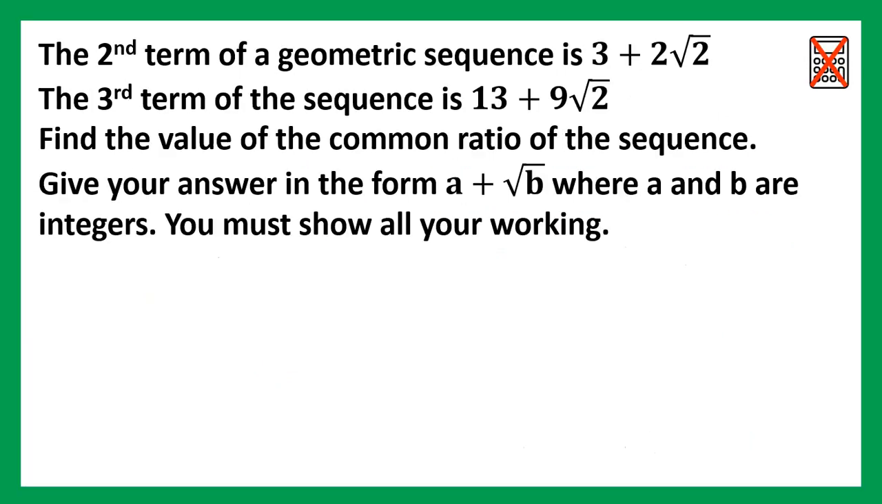On to the advanced question, one of the trickier questions that you're likely to find on this topic. Most of the trickiest questions around geometric sequences tend to involve the use of surds. The second term of a geometric sequence is 3 plus 2 root 2, and the third term, which is consecutively the one after, is 13 plus 9 root 2.